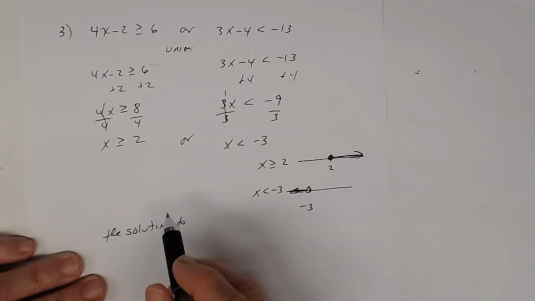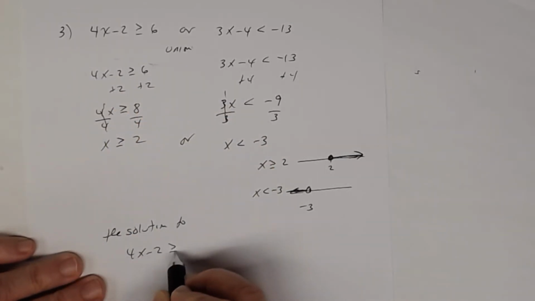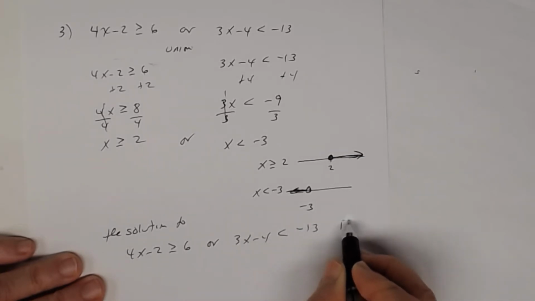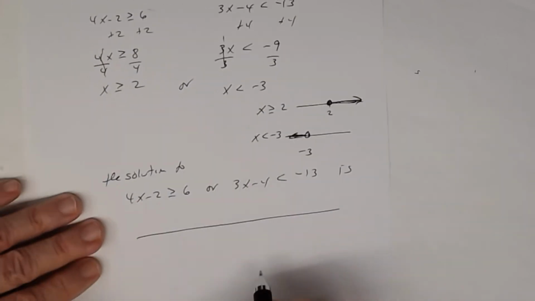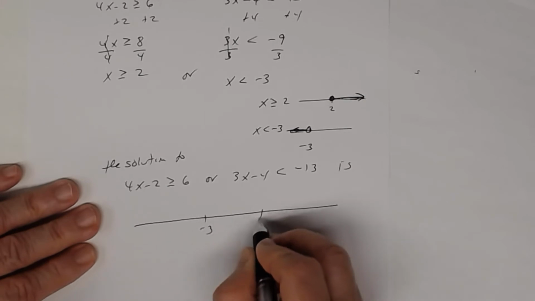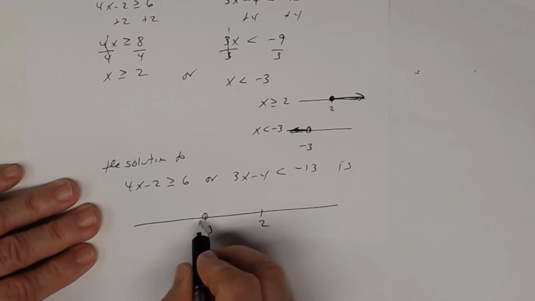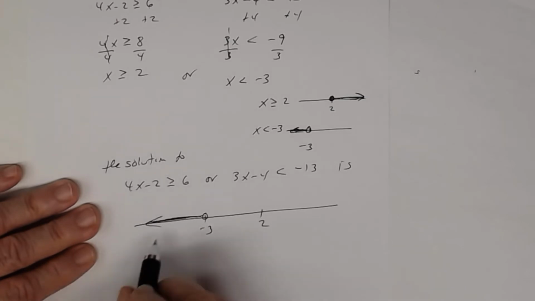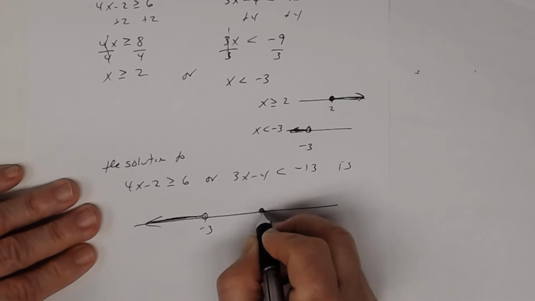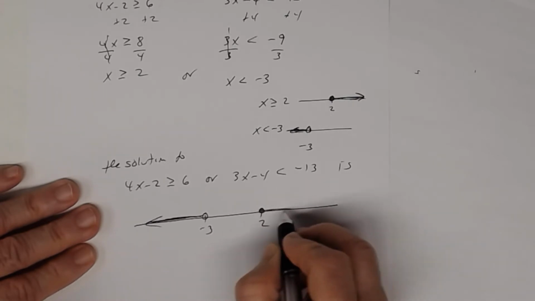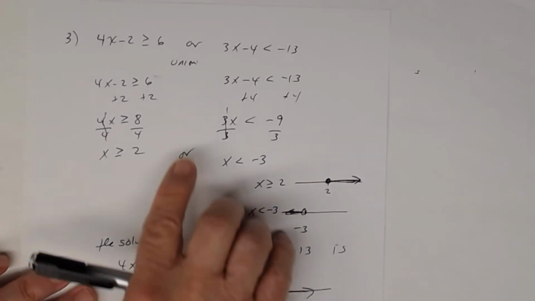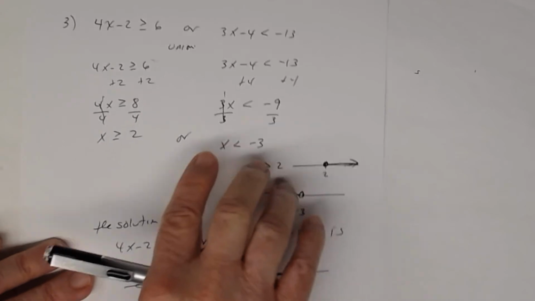So you're going to say the solutions to this compound inequality, 4x minus 2 is greater than or equal to 6, or 3x minus 4 is less than negative 13, are, on one number line, remember, negative 3 comes before 2. So here's negative 3, here's 2. You're going to put an open circle on negative 3 going to the left. Make sure you draw your arrow. Make sure you shade it in. Make sure this looks like an open circle. You can put a closed circle on positive 2 and then going to the right. And there's your solution.